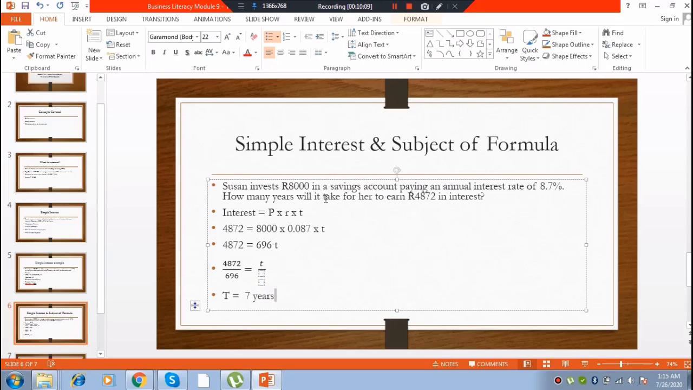So how many years will it take for her to earn 4872? So the duration of Susan's investment is going to be what? 7 years if she wants to have this amount of interest. Right? Simple and straightforward, guys.